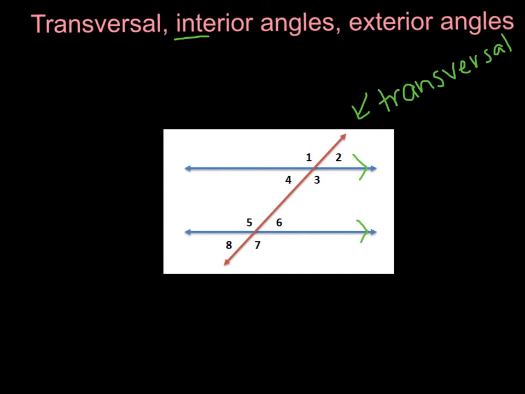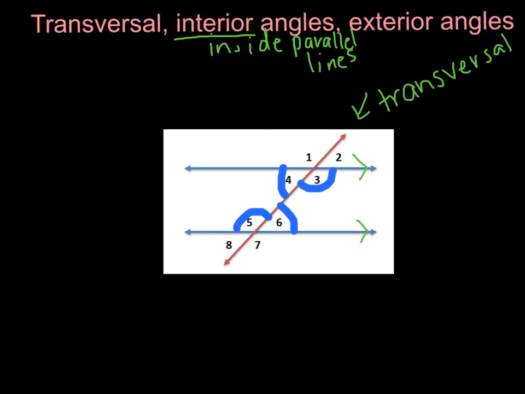So interior angles, we're going to think about what the word interior means. That would be on the inside. So this is on the inside of the parallel lines. So just to identify all the interior angles, we're going to look at just on the inside of the interior lines. So that would be like angle 4, angle 3, angle 5, and angle 6. Those are all on the inside of those parallel lines, so those would be interior angles.